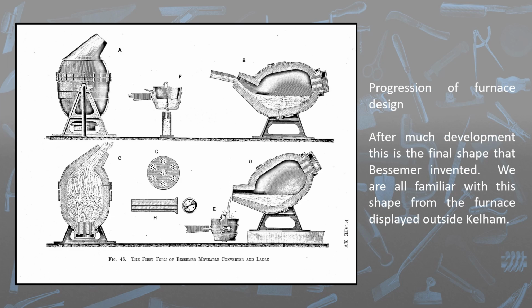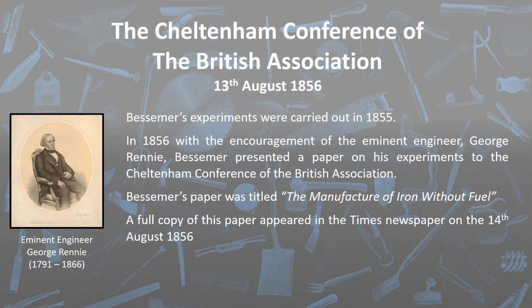After much development, the shape of the converter changed to the shape that we are familiar with today. This converter could rotate about a horizontal axis to allow for charging and pouring. Bessemer's experiments were carried out in 1855.